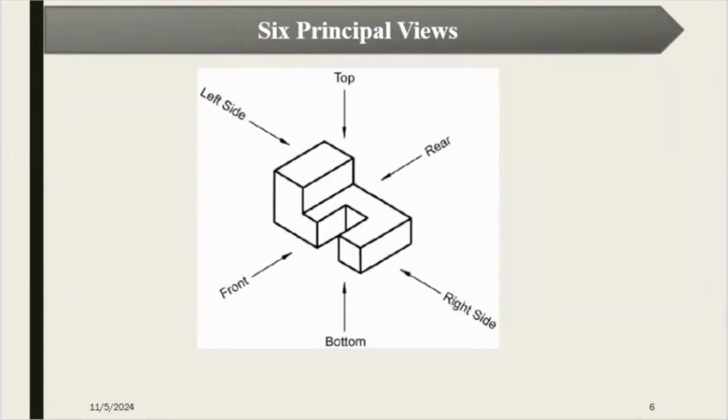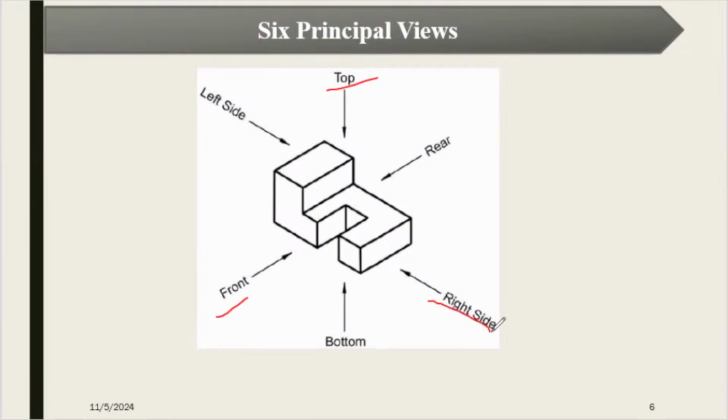So these are the 6 principal views we can take when looking at an object. So this is the front. If you look from the right hand side, it is the right side view. And if you look from the top, it is the top view. So normally these 3 are the main 3: top, front, and right side.